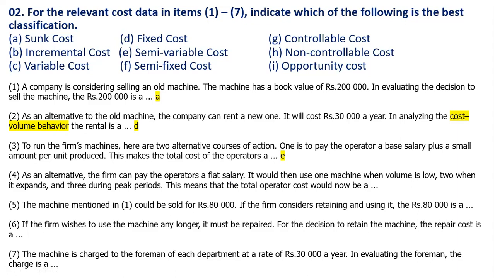This means that the total operator cost would now be what?